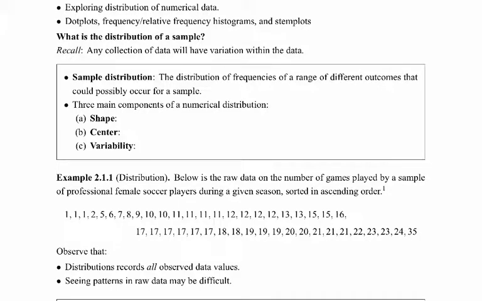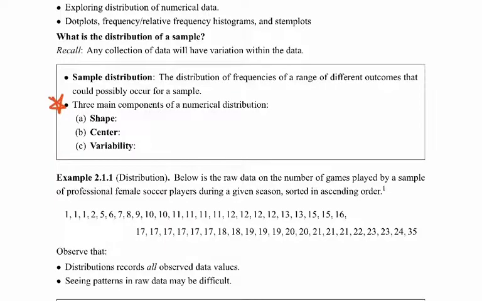The sample distribution gives us the frequencies of a range of different outcomes that could possibly occur for a sample. What does that mean? Basically, think about this. If we take a sample of data from a population, remember we're looking right now at numerical data, and we want to look at that data visually and see if we can make some sense out of it that way. And that's what these graphs we're going to get into in a little while are going to help us do. There are three main components that you want to always remember when you're talking about numerical data.